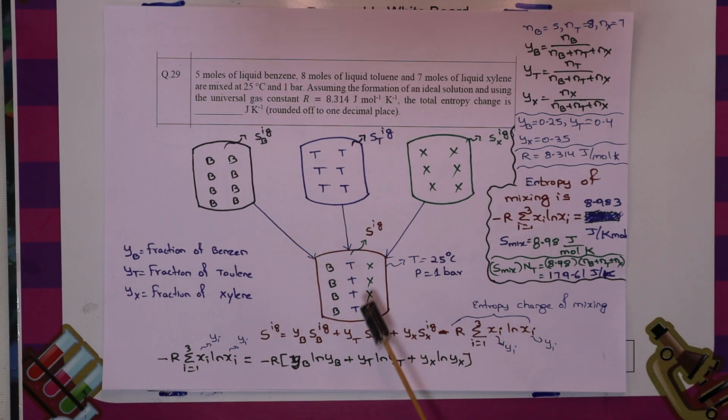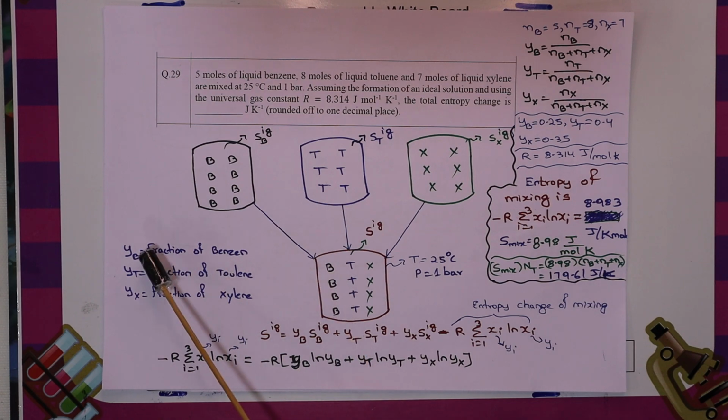All three are mixed in a container. So S_B^IG means the entropy of pure benzene, S_T^IG means the entropy of pure toluene, and S_X^IG is the entropy of pure xylene. IG represents that all the gases are behaving ideally. So, after mixing, what is the fraction of benzene?